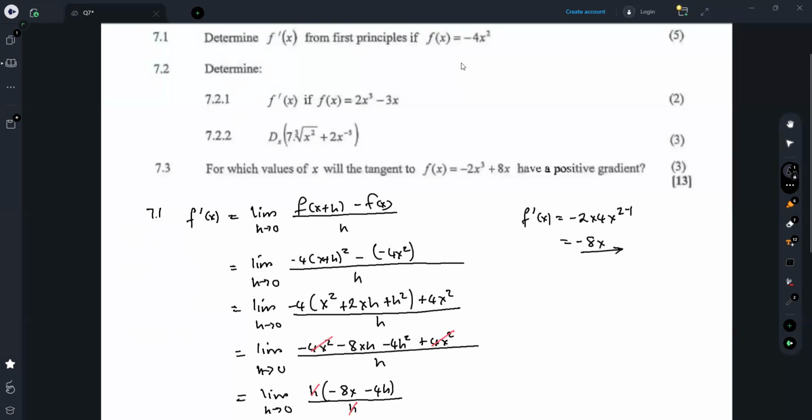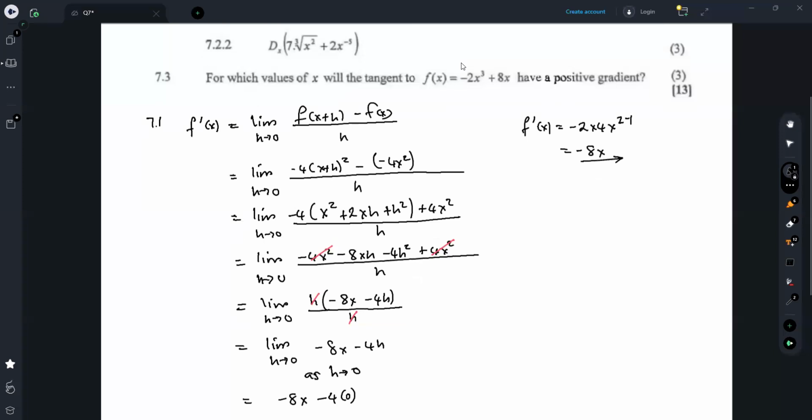So now they're asking where would you place the tangent such that when it attaches to this function, it will have positive gradient. So they're asking us basically, where is this function an increasing function? Basically, that's what they're asking. Okay.